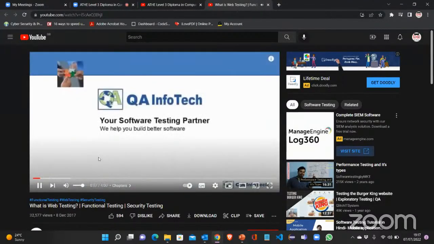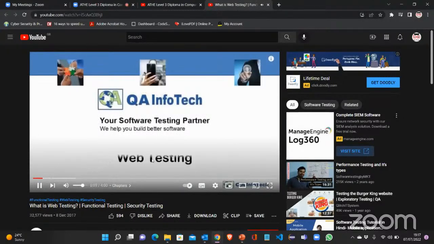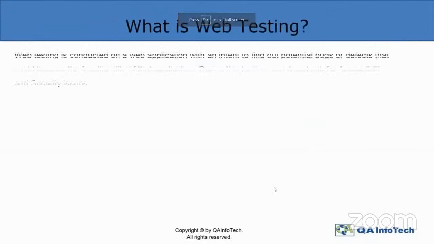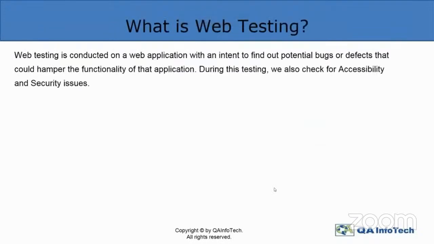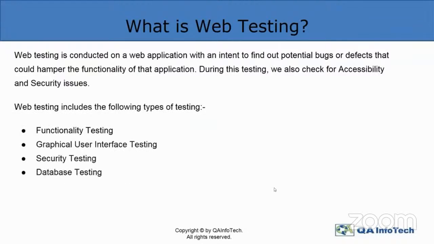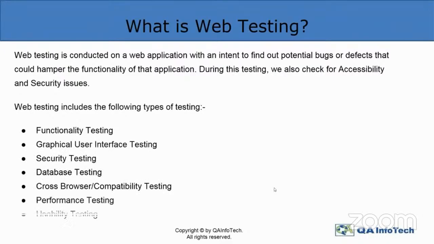Learning never stops, and with this thought, let's learn a little something on web testing today. This video will shed light on some of the essential aspects of web testing. So what exactly is web testing? It is a technique to test web applications with an intent to find out potential bugs or defects that could hamper the functionality of the application. It essentially includes functionality testing, graphical user interface testing, security testing, database testing, cross-browser or compatibility testing, performance testing, usability testing, and lastly, crowd testing.